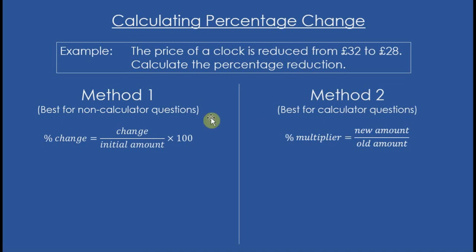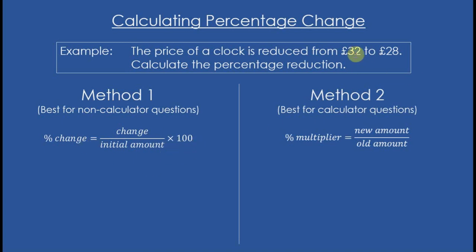So there's two methods that are interchangeable for this, and I use both actually. I would use this one for non-calculator questions, and I would use this method if I had a calculator because it's a bit quicker, I think. The first method uses this formula: the actual change in the amount divided by the initial amount times 100.